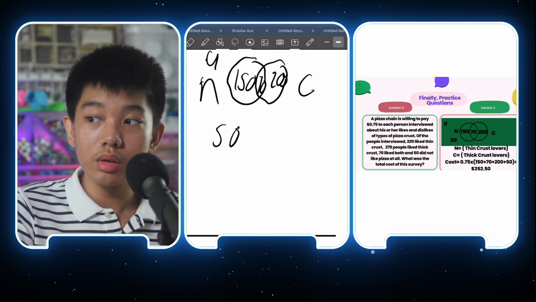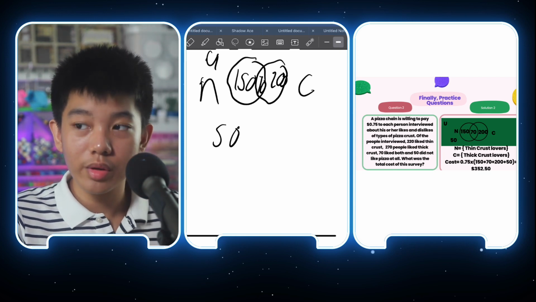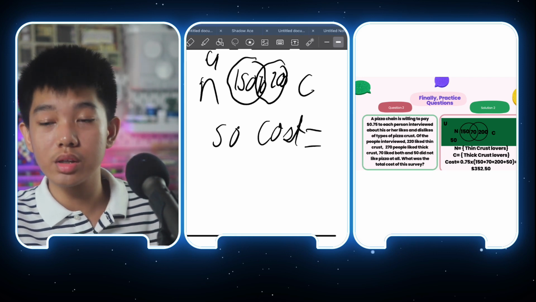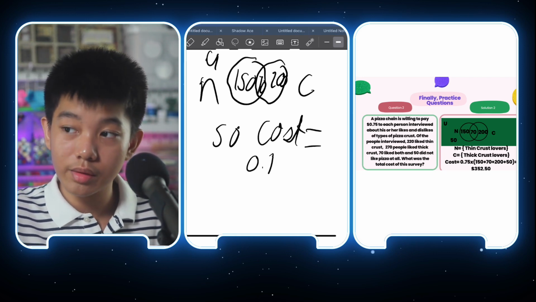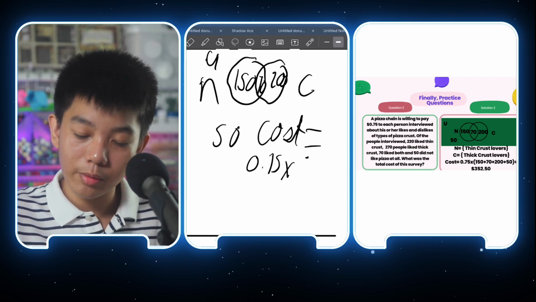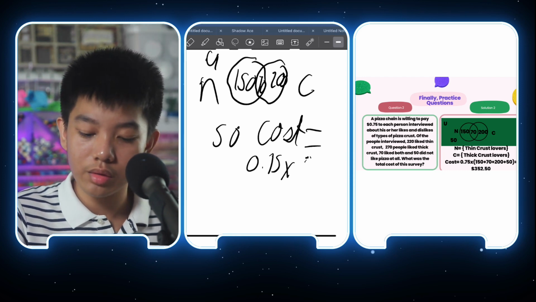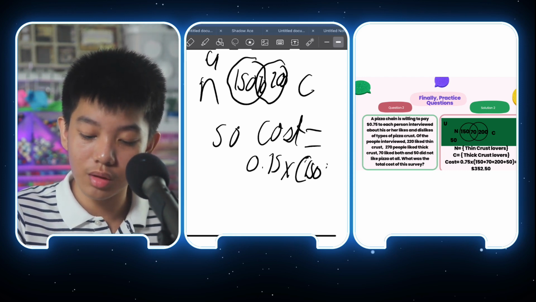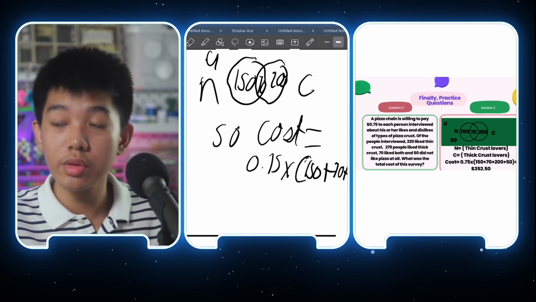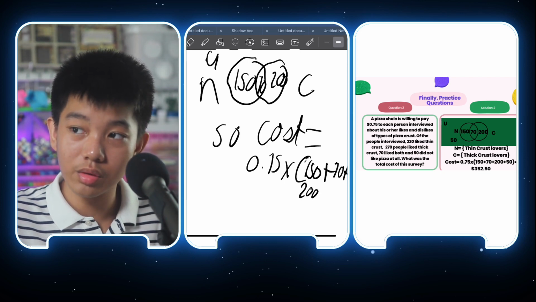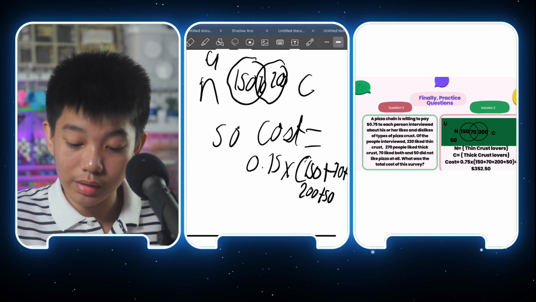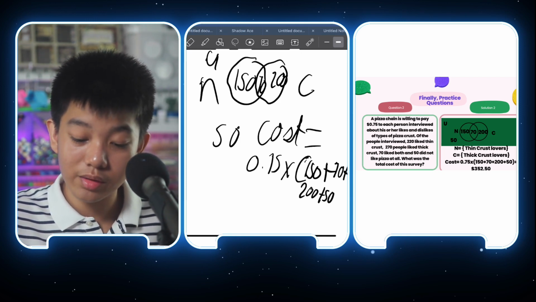Now, all we have to do to solve this is simple. To get the cost is equal to 0.75 times the sum of all the people. So we have 150 for the thin crust lovers, 70 for those who like both, 200 for those who like thick crust, and then the 50 who didn't. If you add them all together, it should give you 570.